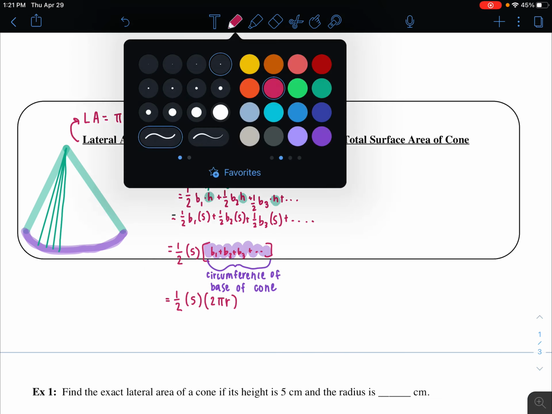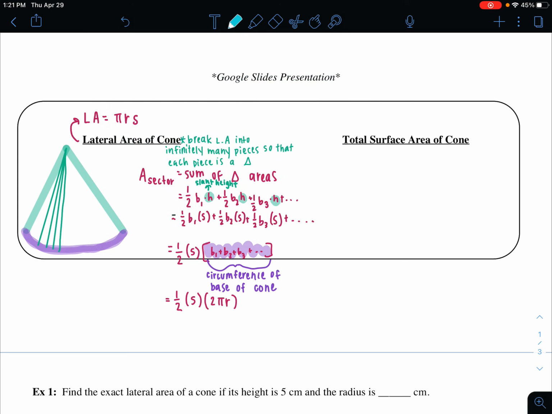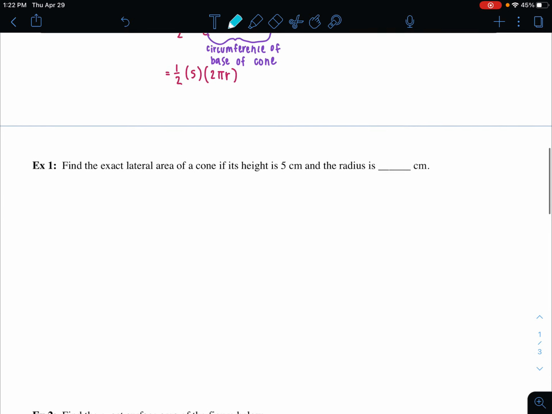Now my total surface area is going to be my lateral area of my cone, so the equation from above, plus the base of my cone, which is a circle. So total surface area will be pi r slant height plus pi r squared. Go ahead, take a moment, make sure that you have that down, and then we'll get started on our examples.